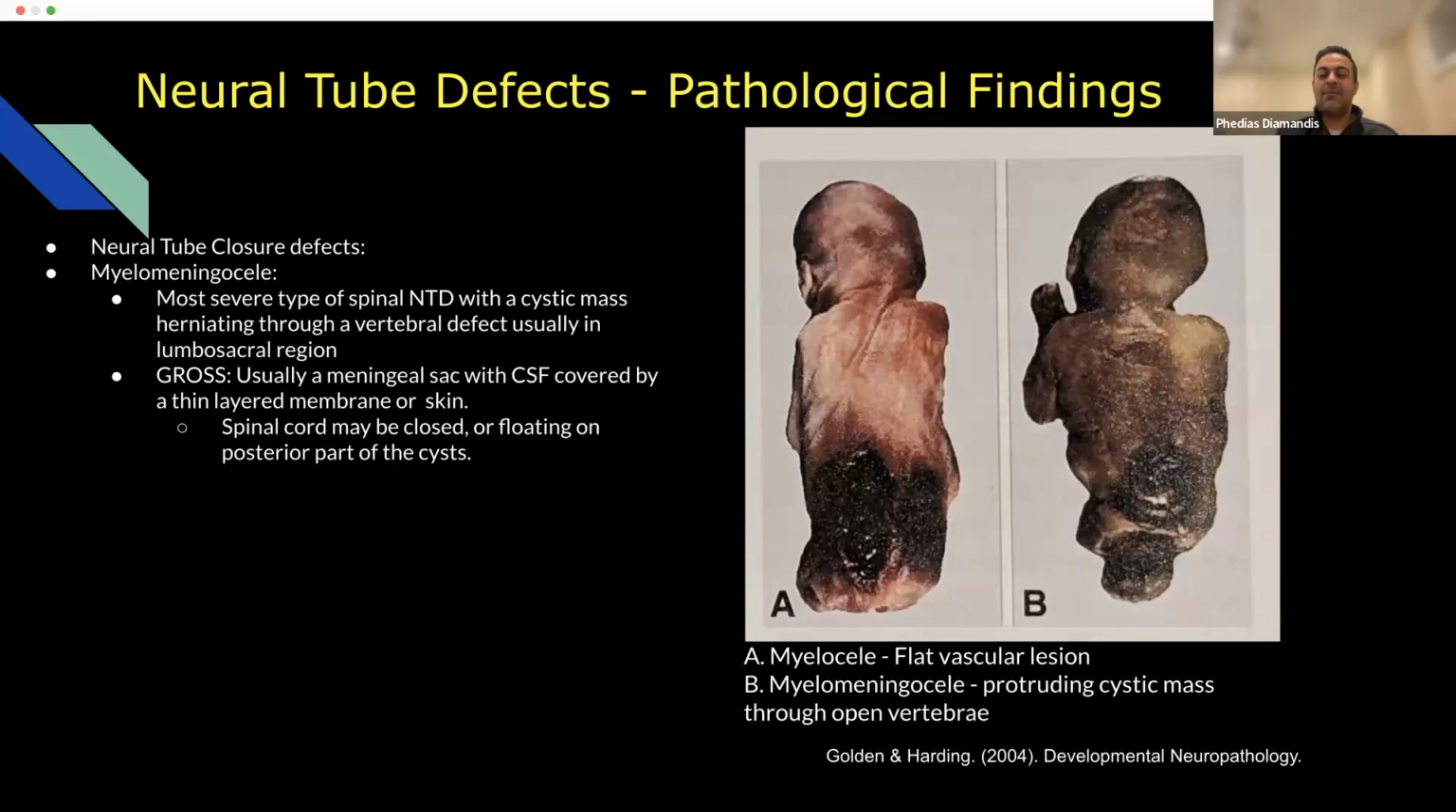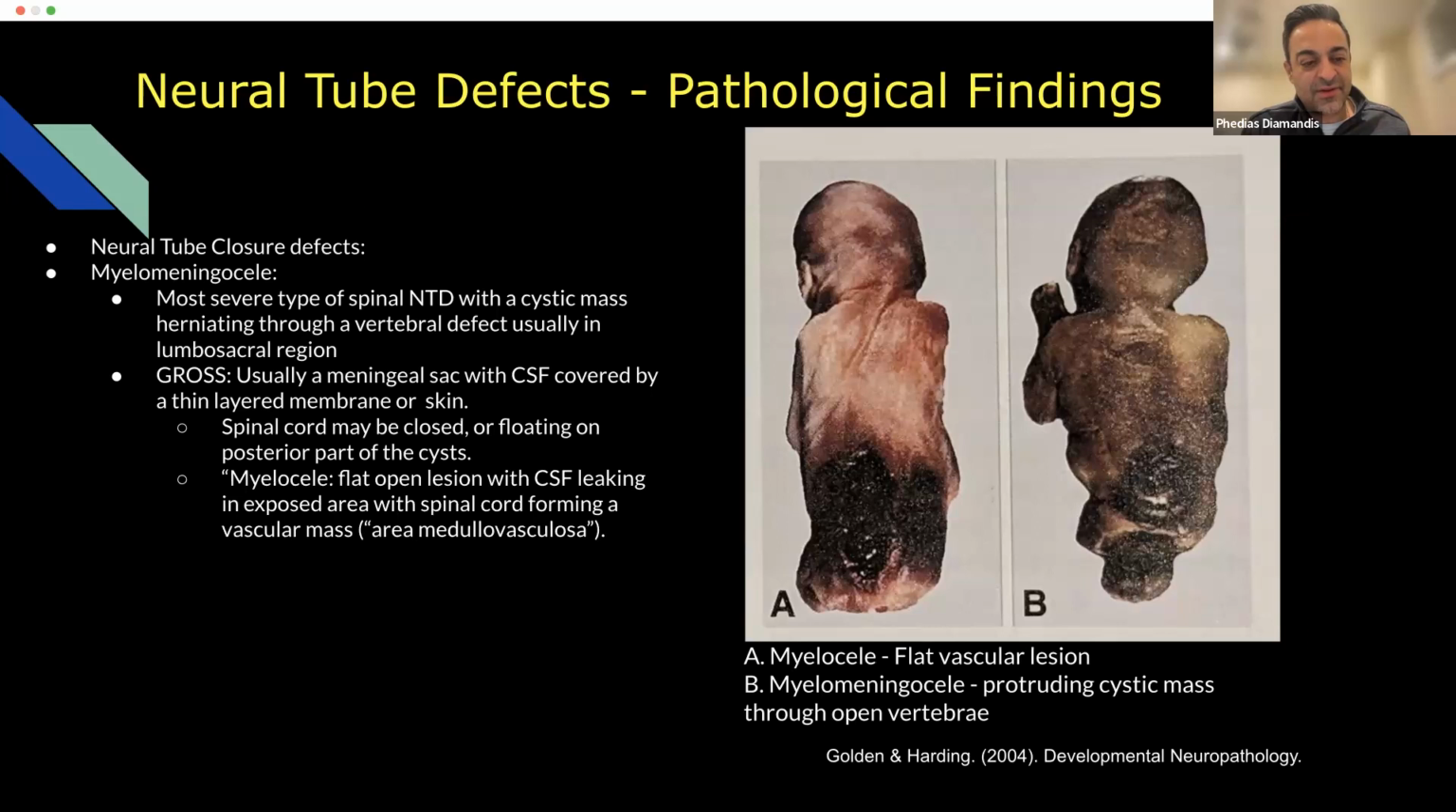So I think intuitively a milocele makes more sense from an embryological perspective, but it does appear that this phenotype is less emphasized than the myelomeningocele, at least from my readings. The milocele is a flat open lesion with CSF leaking directly from the exposed area. And like the area cerebrovasculosa, we need a new terminology for this in the spinal cord. So it's called the area medullovasculosa, which is basically the same thing.